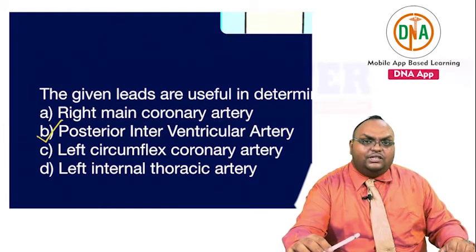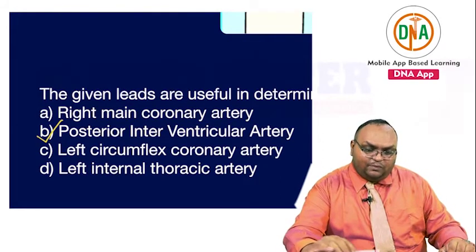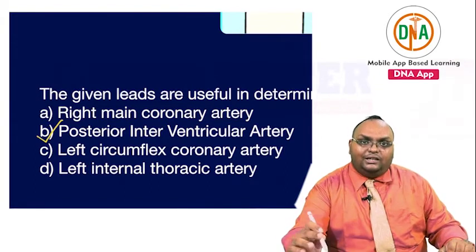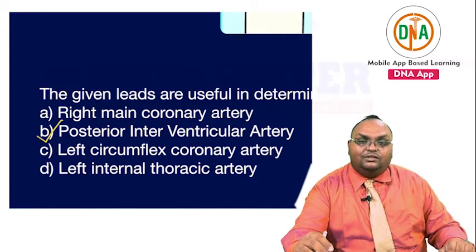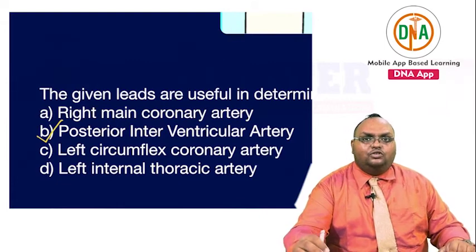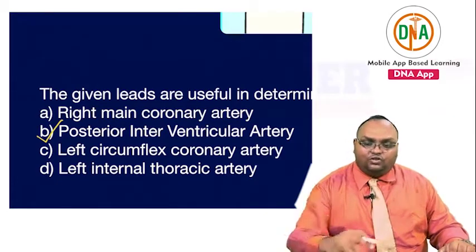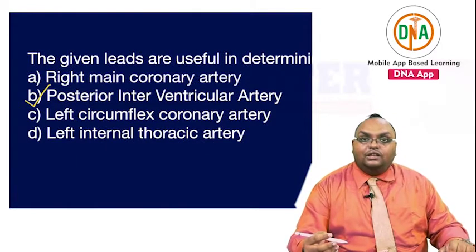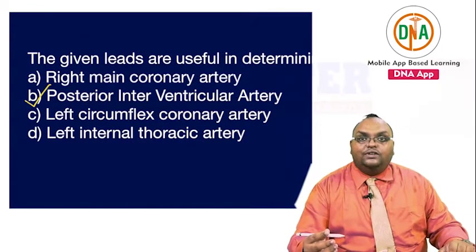Right coronary artery is a very lucrative answer, but if you have a specific option being given as posterior interventricular artery, then you will mark that, because that is a specific branch of the right coronary artery which gets affected in posterior wall pathologies. And the left circumflex coronary artery gives off branches to the lateral wall of the heart, so that is not associated with these leads. So that makes it very clear. Your answer is B, posterior interventricular artery.